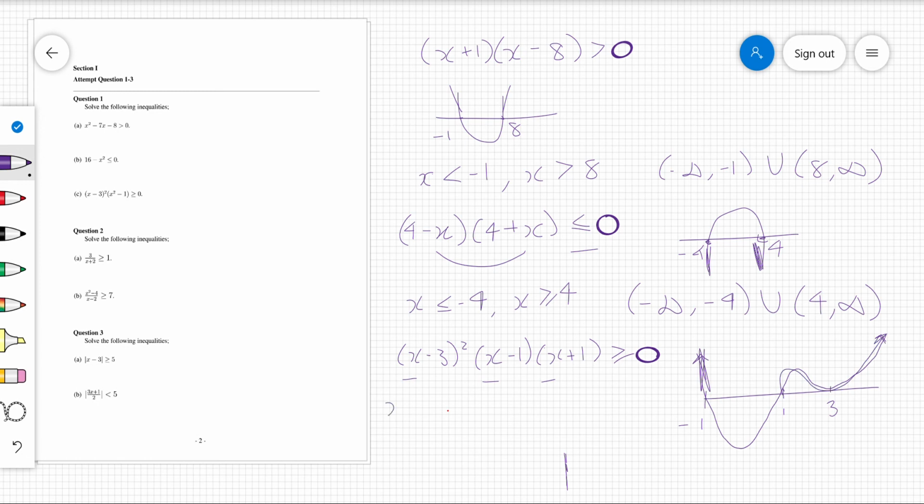So we've got x is less than or equal to -1, and we've got x is greater or equal to 1. So again, another way of saying that one is we're going minus infinity to -1, including -1, union with, there we go, union with, we're going to go all the way from 1 to infinity. All right, so that is question 1. Let's go to question 2.